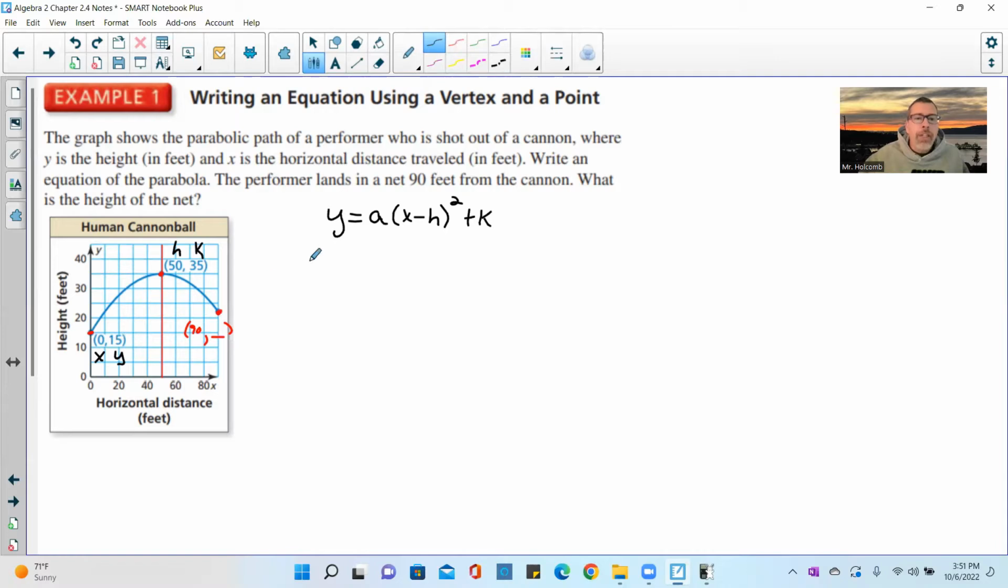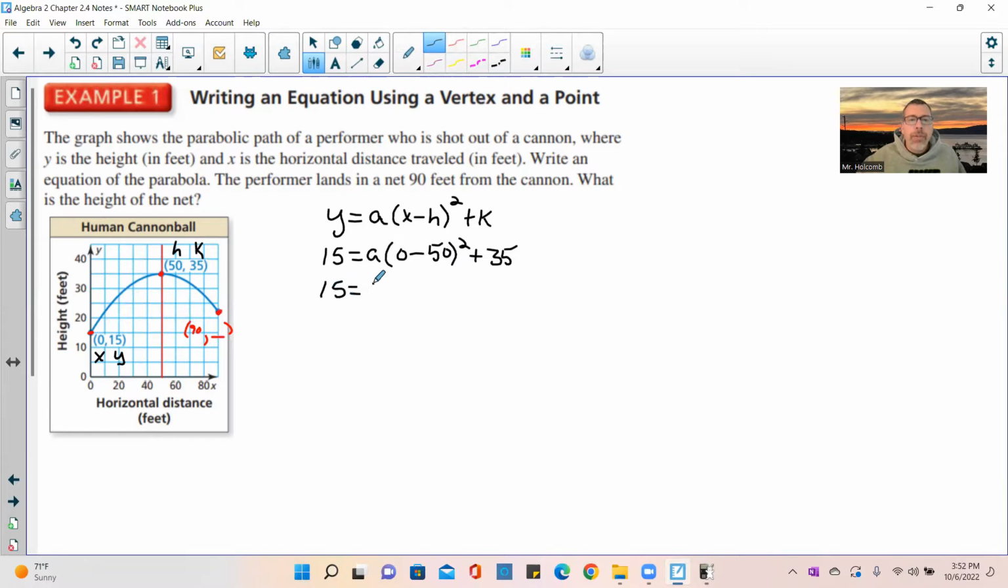So y is 15. a we don't know. x is 0. Minus h, 50, squared, plus k, which is the y value, 35. I said k when I was trying to write it, and I wrote k instead of 35. So k is the y value of our vertex h comma k. So here is the equation. Now let's solve for a.